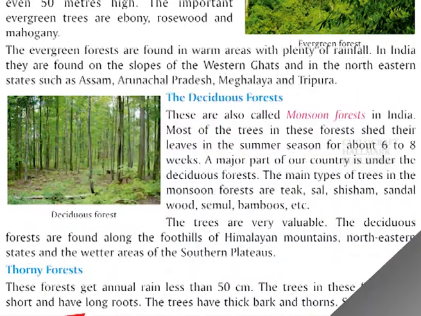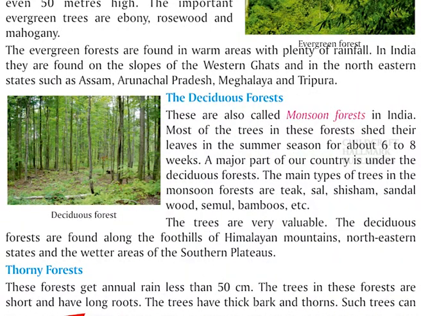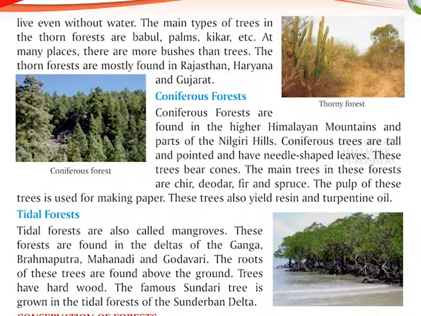plateaus. Thorny forests. These forests get annual rain less than 50 centimeters. The trees in these forests are short and have long roots. The trees have thick bark and thorns. Such trees can live even without water. The main types of trees in the thorn forests are babul, palms, kikar, etc. At many places, there are more bushes than trees. The thorn forests are mostly found in Rajasthan, Haryana, and Gujarat.